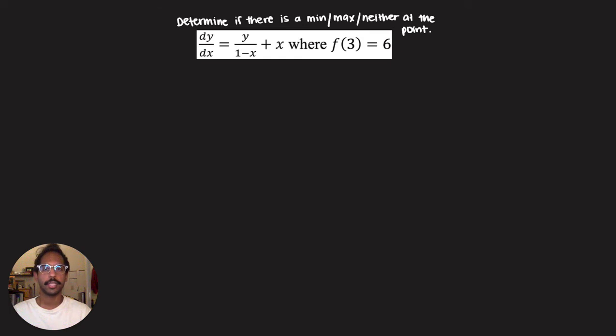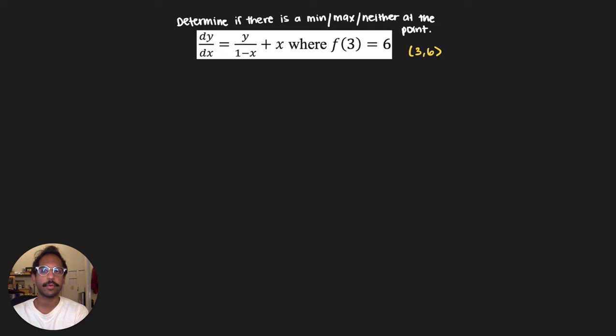We're asked to look at this differential equation and determine if there is a min or max or neither at the point given. We see that f of 3 equals 6, so that means my x value is 3 and my y value is 6. I'm going to write that coordinate here just so I remember it. And we're given dy/dx.